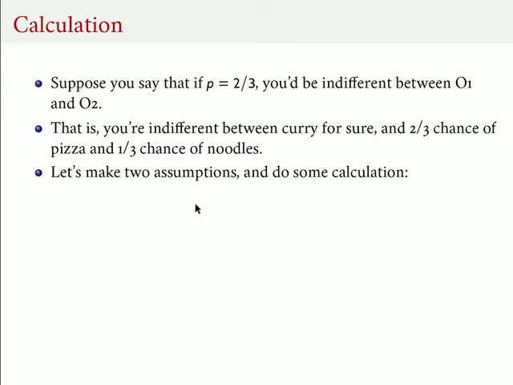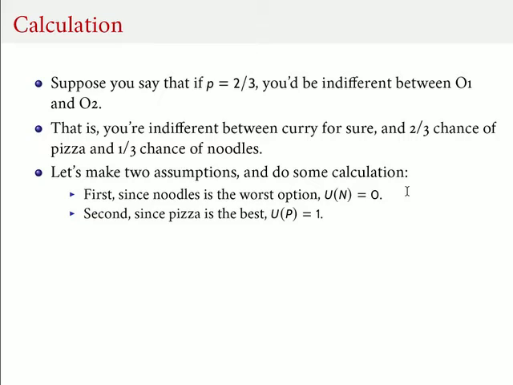Okay, so again, what we're assuming is that you're indifferent between curry for sure and a 2/3 chance of pizza versus a 1/3 chance of noodles. Okay, so we're going to make a couple of assumptions and do some calculations. So we're going to assume, simply since noodles is a worse option, we're just going to set its utility at 0. And second, since pizza is the best option, we're going to set its utility at 1.